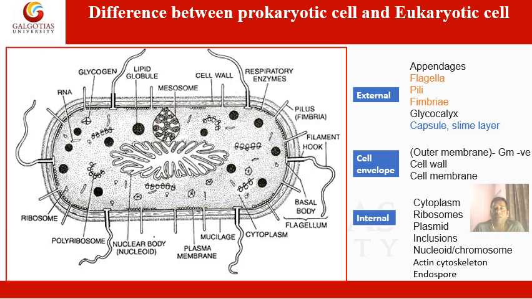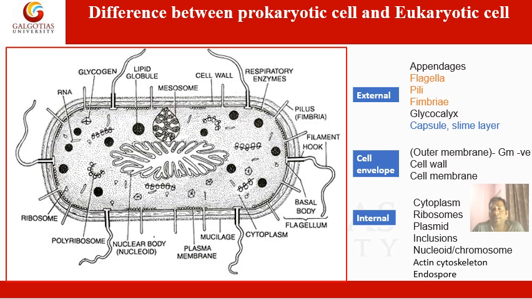Now, if we see the prokaryotic cell, here we can see a typical bacterial cell that is prokaryotic in nature. That means they lack a well-defined or true nucleus, and the DNA is freely suspended in the cytoplasm. It is not protected by any nuclear membrane, and this condition is called the nucleoid. So what are the things that are present in a typical prokaryotic cell?